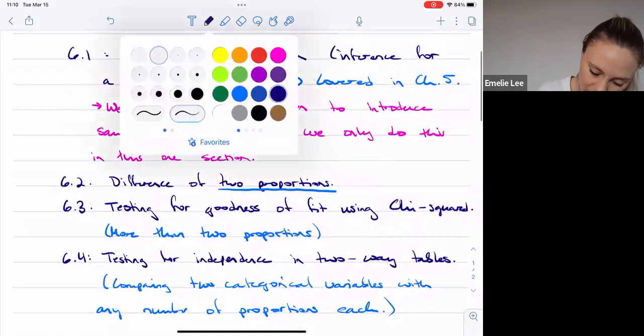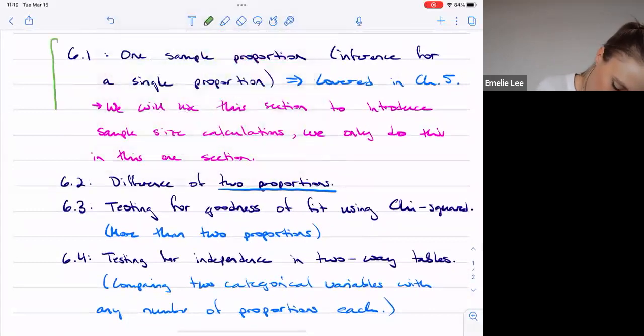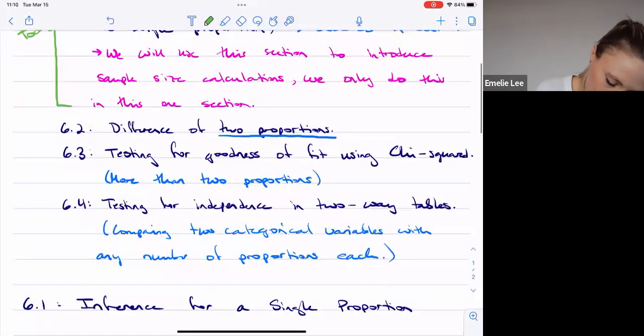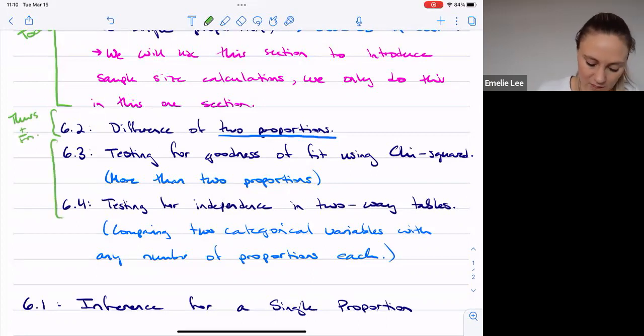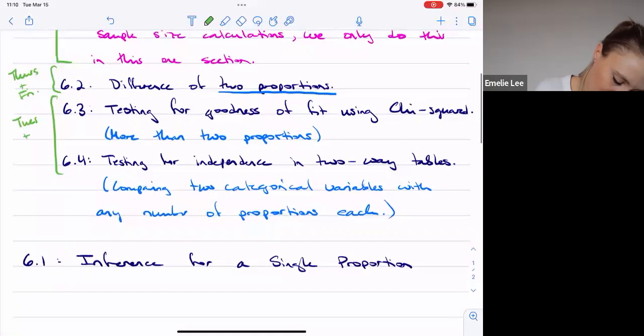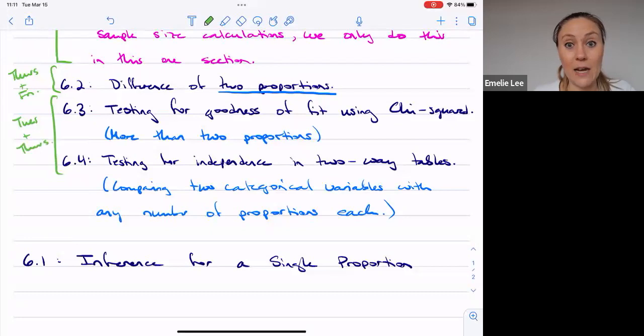And maybe what I'll do is I'll do this. I'll do 6.1. This is today. 6.2 is going to be Thursday and Friday this week. And then 6.3 and 6.4 is on Tuesday and Thursday. And then, oh my gosh, we're going to have our third quiz, right?